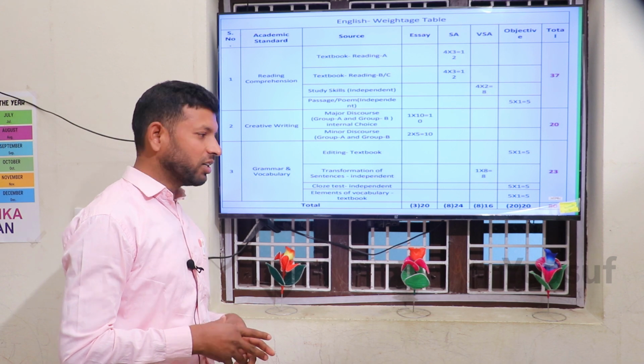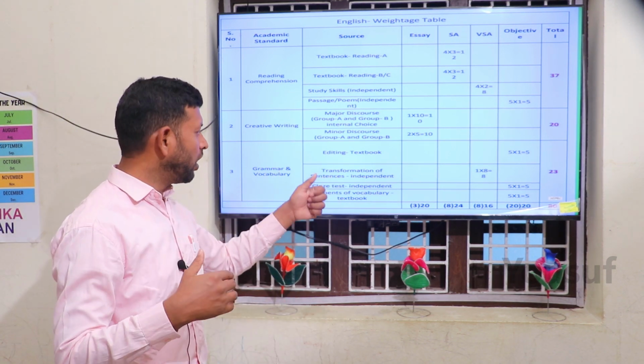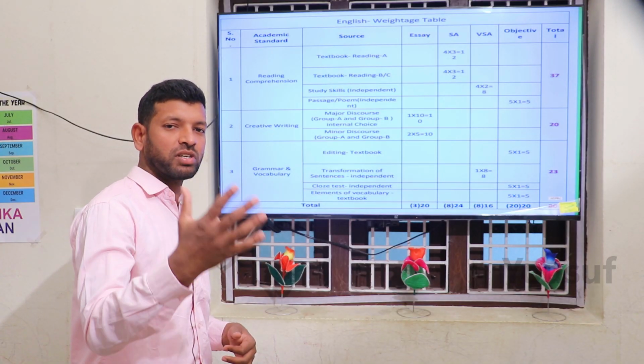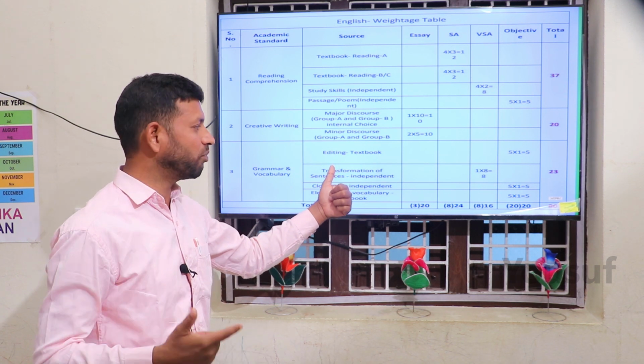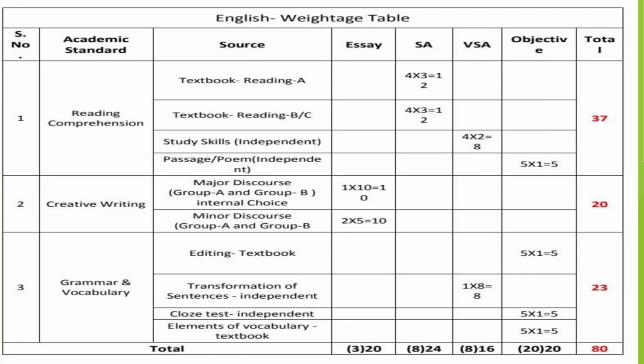Then come down, my dear students, to grammar and vocabulary, which is very interesting. Here, editing, textbook. Editing, you know, is a very complicated bit, and we have so many clues and options to trace and track these mistakes which are given in the question paper. So for editing, how many marks are we going to get? You could see here 5 and 5.